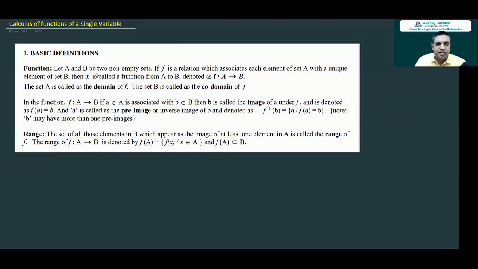So let A and B be two non-empty sets, and F is a relation which associates each element of set A with a unique element of set B. Then it is called a function from A to B.